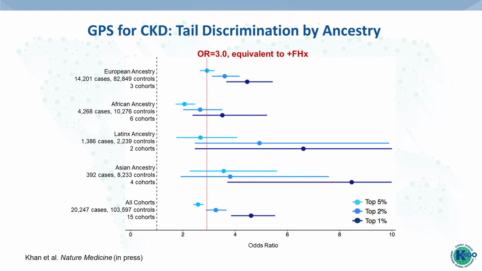So we feel that this might be a helpful tool for risk stratification. At least the identification of individuals in the top 2% of the risk score distribution could potentially be used to enhance screening for kidney disease, as these individuals have markedly increased risk of kidney disease, similar to those that have positive family history.